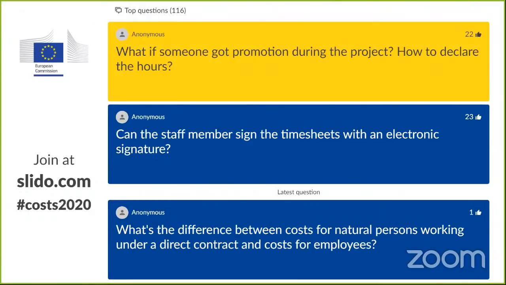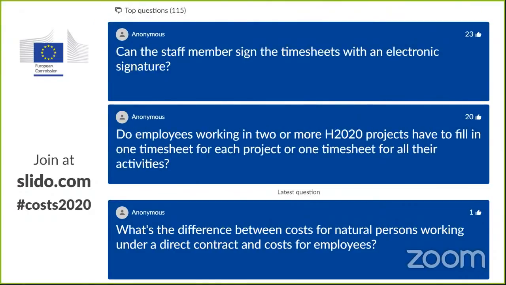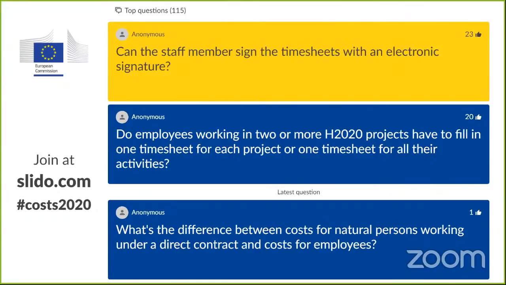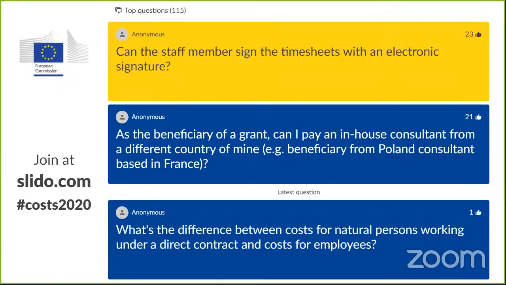Next question: can the staff member sign the timesheets with an electronic signature? I think we covered this in principle. So the basic answer is yes, but there are some conditions to this electronic system that you have to fulfill, and the conditions can be found in the AGA, the annotated grant agreement. We have shown the place.